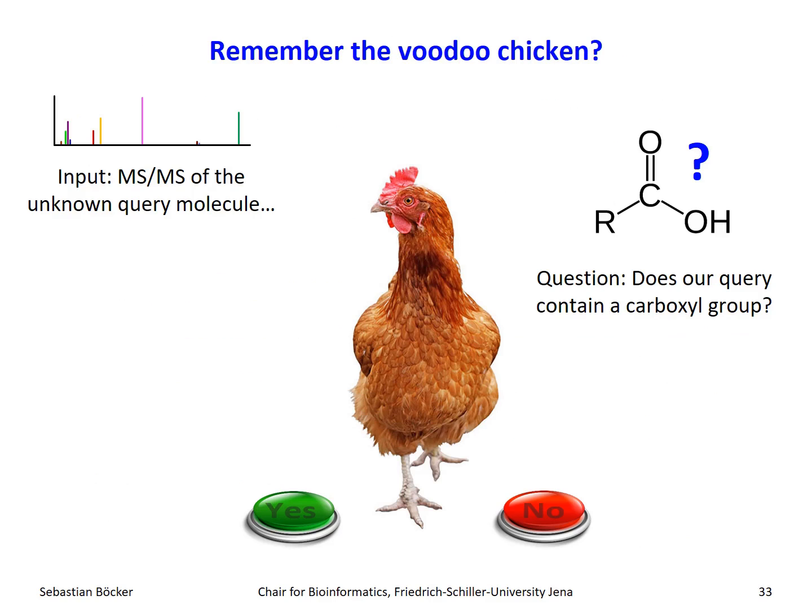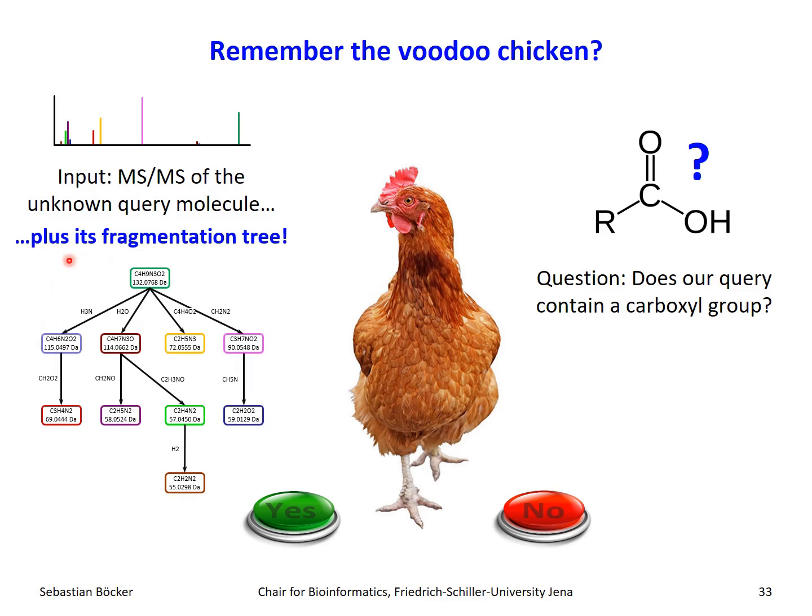Remember the voodoo chicken. The voodoo chicken so far saw an input MS-MS spectrum and it tried to predict, does it contain a particular subgroup? One molecular property. But now Sirius can also compute a fragmentation tree. So what the Voodoo chicken now sees is not only the spectrum, but also the fragmentation tree. Can this help the Voodoo chicken to decide whether or not the carboxyl group is part of the query molecule, the unknown structure?